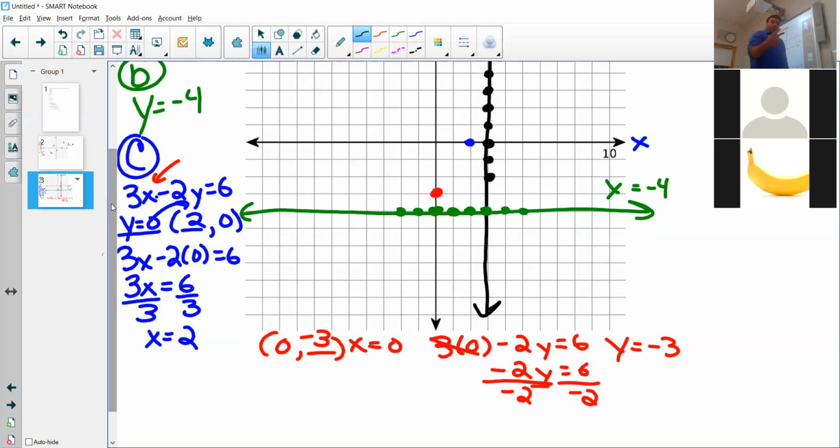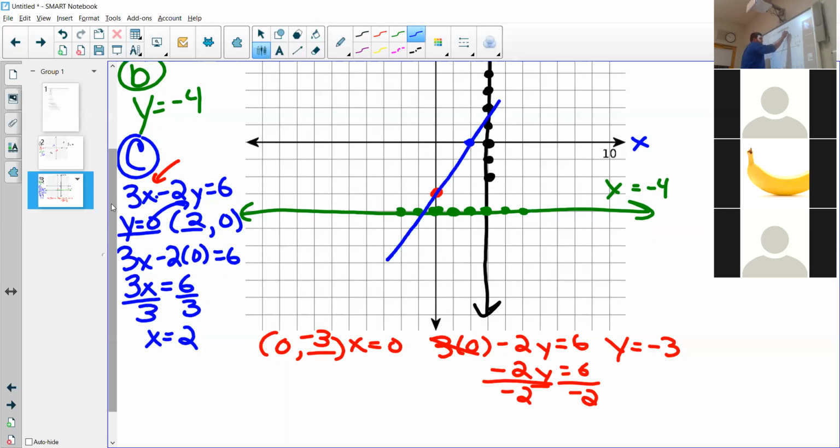Hey, I have 2 coordinate points. Because I have 2 coordinate points, I can graph a line. Remember that from geometry. You need 2 points for a line. So I'm just going to connect the dots and go a little bit past it. This blue line right here is 3x minus 2y equals 6.